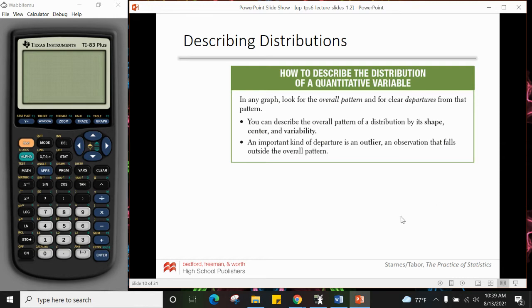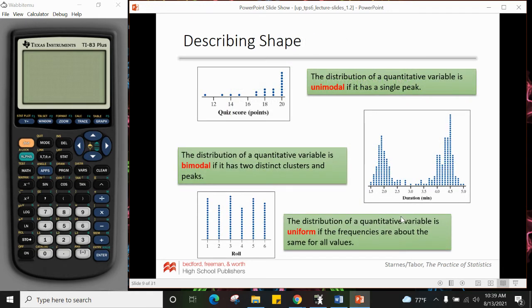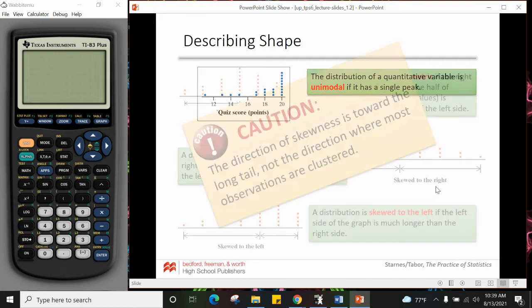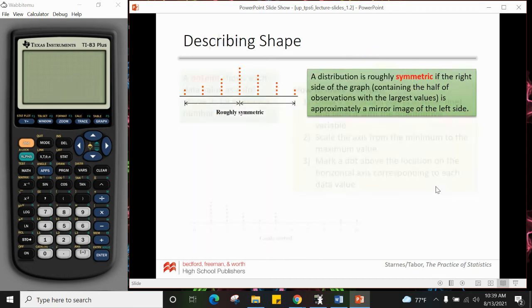So that was all about describing the shape. So you want to say the direction, and you also want to say unimodal, bimodal, or uniform, and that's based kind of on the peak of the graph or if there's any clusters. You can also say if there's any gaps there, and we'll go more into this, but let's go back.